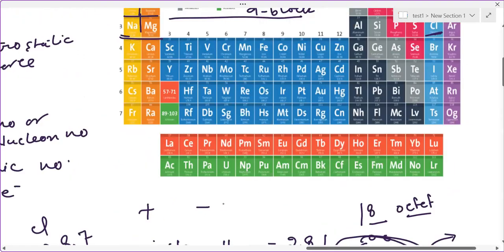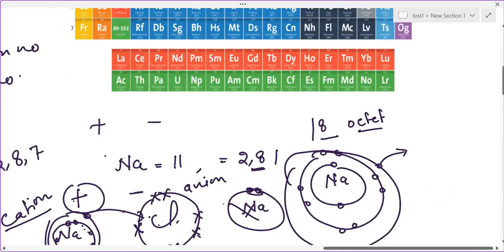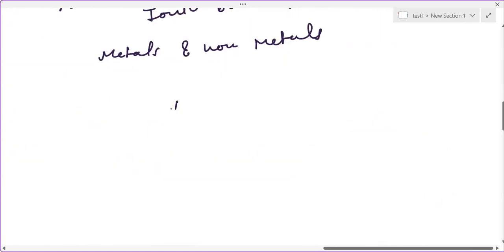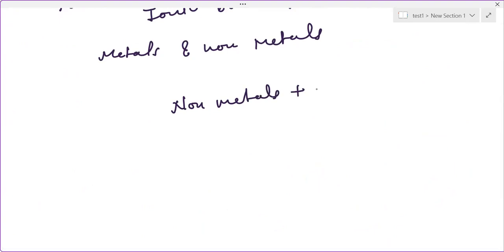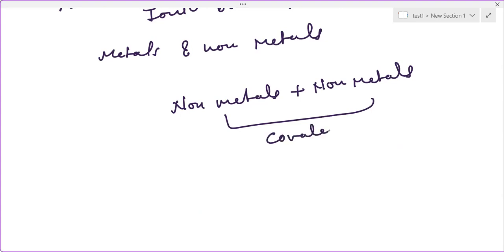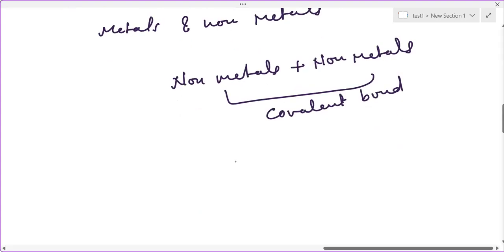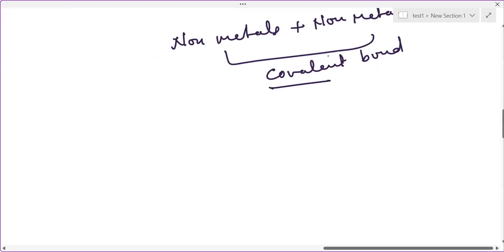Similarly, non-metals also form bonds. Sometimes non-metals make bonds with non-metals. When non-metals form bonds with non-metals, this kind of bonding is known as covalent bonding. Non-metals with non-metals form covalent bonds. And what is the meaning of this covalent bond? Here, both non-metals share electrons.